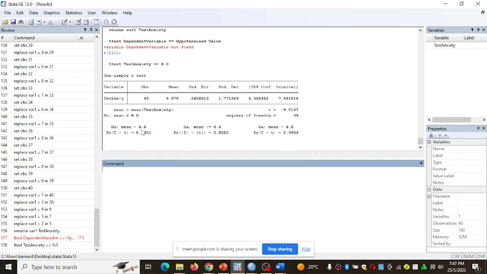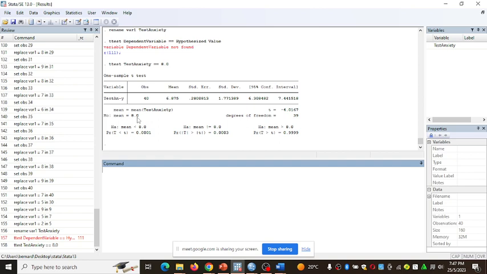Remember, that is why we set our test anxiety to be equal to 8. So that is our null hypothesis. We want to test that the mean of test anxiety is indeed equal to 8.